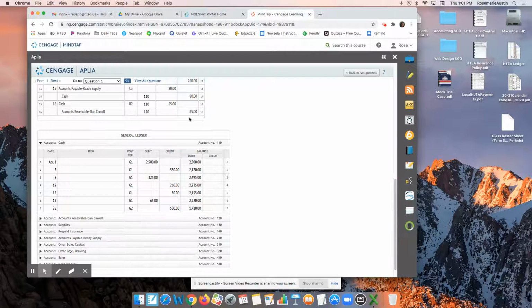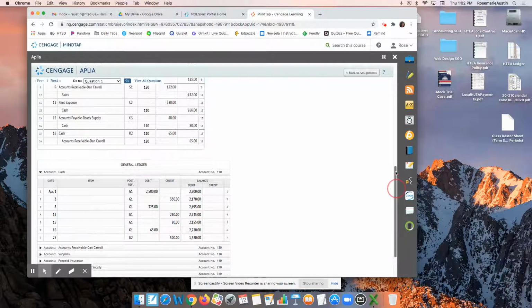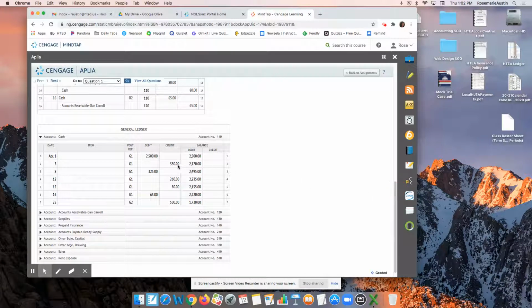Just to reiterate, you've got to make sure you put the dates in. The post-reference column in the general ledger refers to the page number and the journal that you're taking the information from. For the general journal, it's going to be G, and then the page number is going to be 1 or 2, depending on where you're pulling information from. Whatever it is up here in the journal, it's going to be down here in the ledger. So if it was a $2,500 debit up in the journal, it's going to be a $2,500 debit in the ledger, okay? After you put that first transaction, you just carry that over to the balance columns.